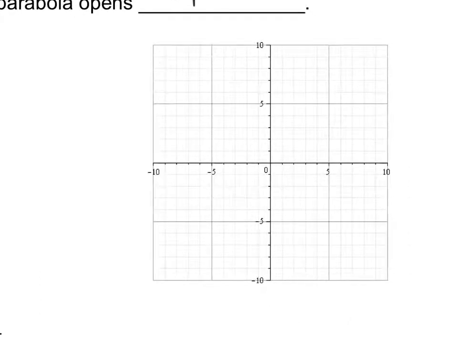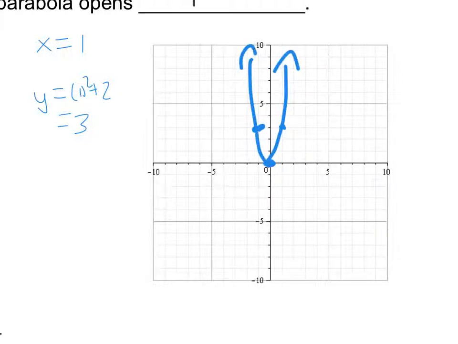Just go over, plot the point 0, 2. And then if you need to find another point, all you got to do is pick a value. So like x is 1. Y equals 1 squared plus 2, so you get 3. So if I go to plot that point now, and then guess what? Negative 1 would be the same. So there's our graph. Okay?